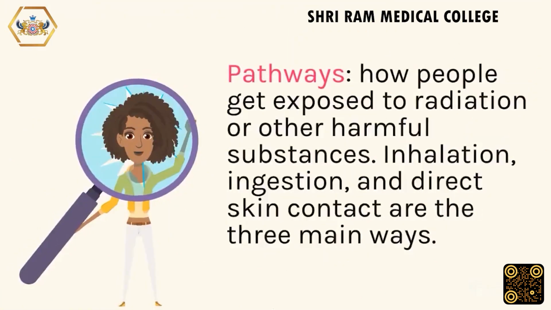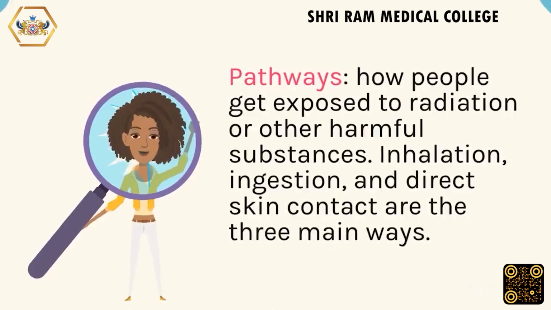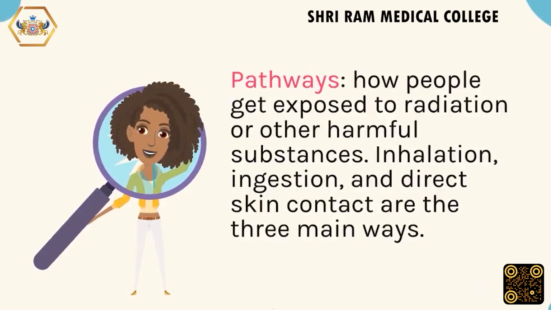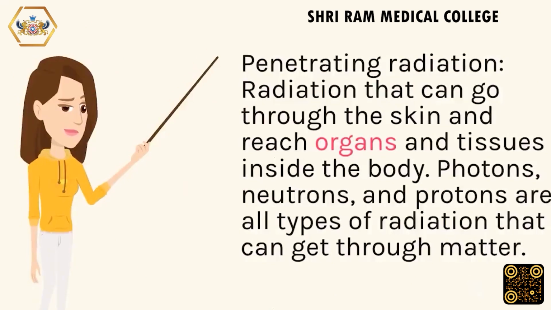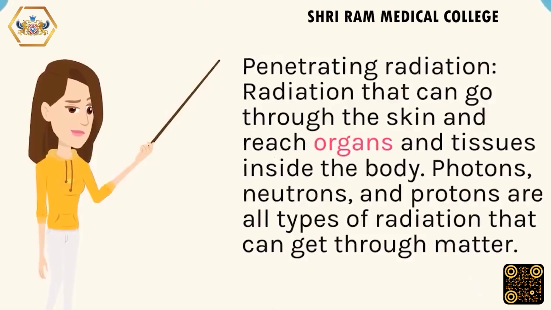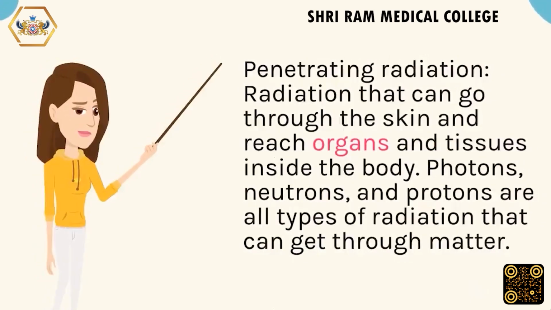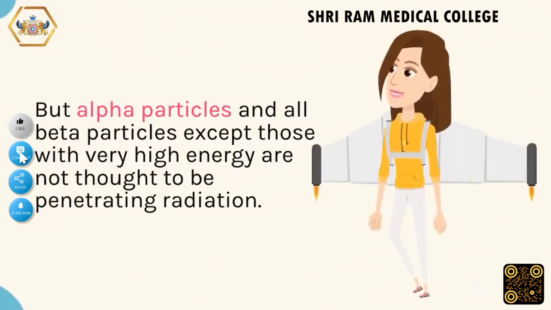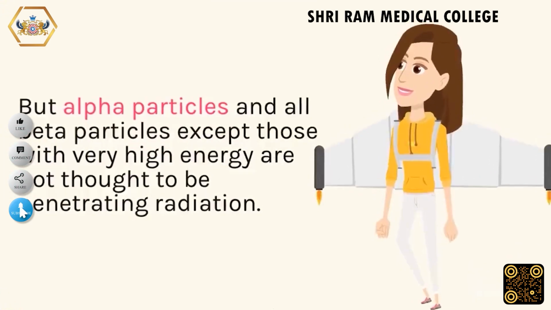Pathways, how people get exposed to radiation or other harmful substances. Inhalation, ingestion, and direct skin contact are the three main ways. Penetrating radiation, radiation that can go through the skin and reach organs and tissues inside the body. Photons, neutrons, and protons are all types of radiation that can get through matter. But alpha particles and all beta particles except those with very high energy are not thought to be penetrating radiation.